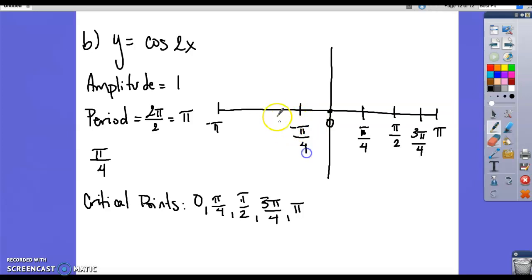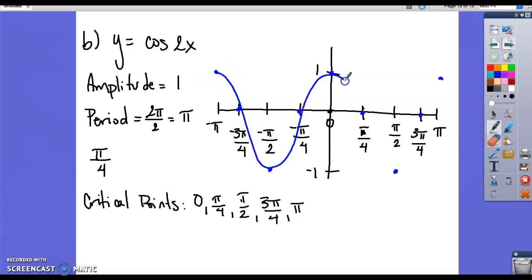My first one is negative pi over 4, and I have negative pi over 2, and negative 3 pi over 4. My amplitude is 1. When I'm graphing a cosine function, I start at the max, go to the x-axis, min, x-axis, max. Same thing in the negative direction: max, x-axis, min, x-axis, max. And there are 2 periods of that cosine graph.